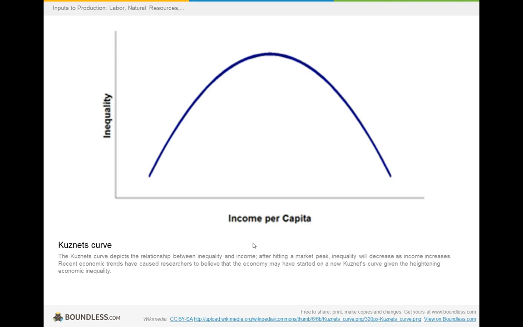Recent economic trends have caused researchers to believe that the economy may have started on a new Kuznets curve, given the heightening economic inequality. And so looking at this curve, we can see inequality on the vertical axis, income per capita on the horizontal axis. As income increases, and this is average income, we will see the inequality increase. And then after we move along to here, we can see it start to decrease again.